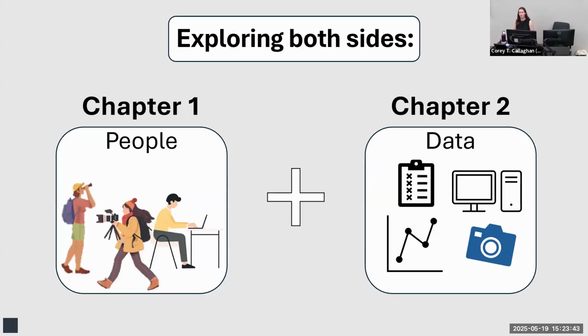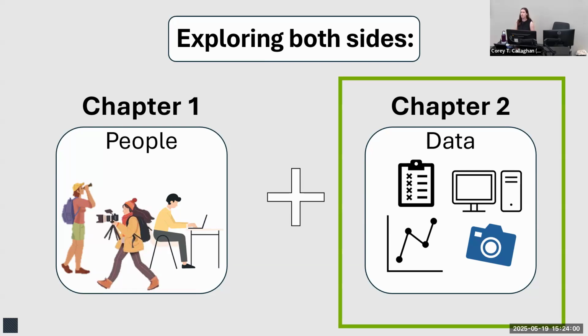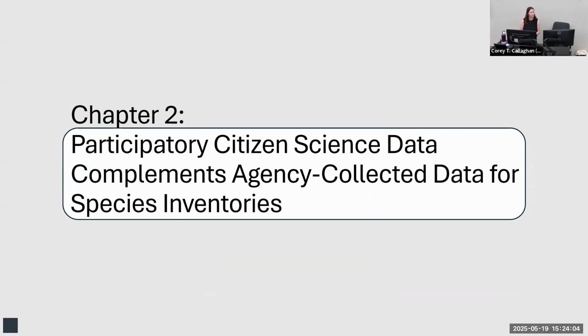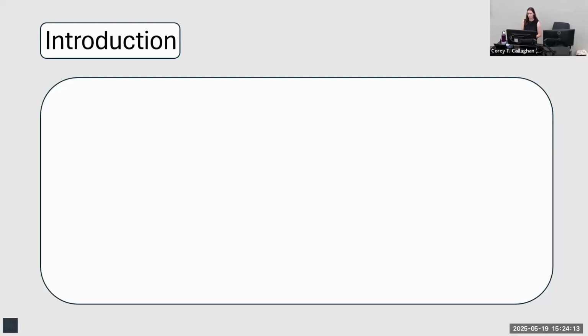And so now hopefully you can see that I looked at that people side. But once we have people participating and generating data, the question becomes: why do we want this data? What can we even do with it? And why is it worth producing? That's what I looked at in my second chapter, titled Participatory Citizen Science Data Complements Agency Collected Data for Species Inventories.